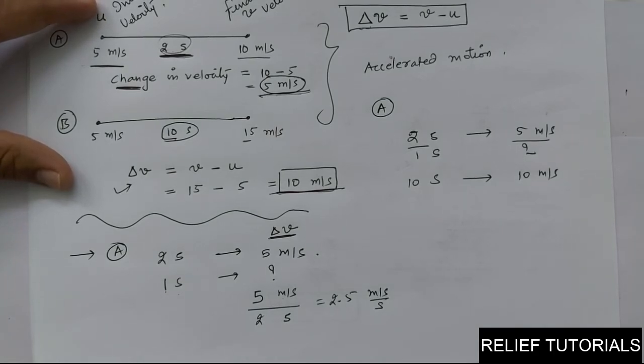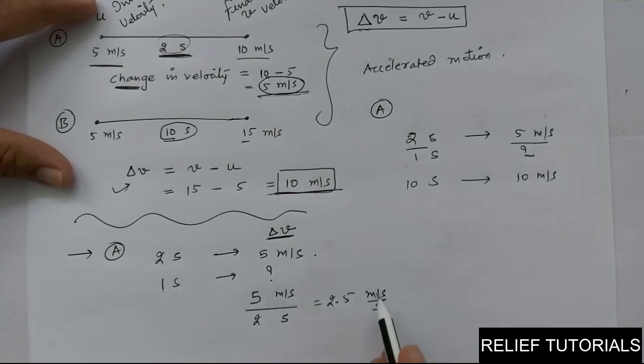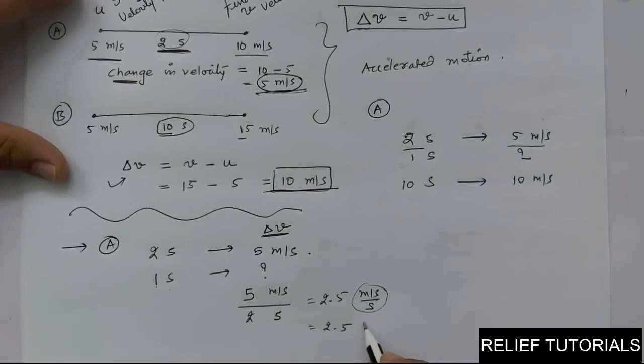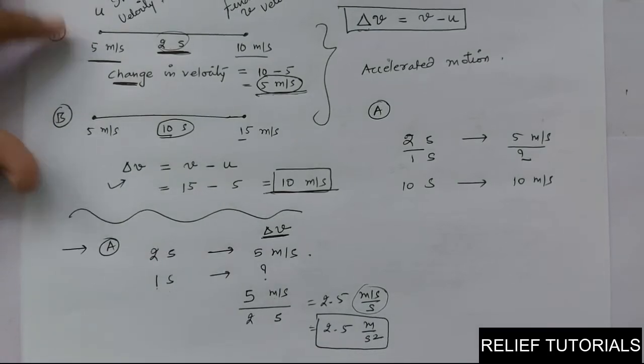In the very beginning of the chapter, I have told you that we cannot write the unit like this. In a unit there should always be one numerator and one denominator. So let us write this second in the denominator. So that will be 2.5 meter per second square. So this is the per second change in velocity.